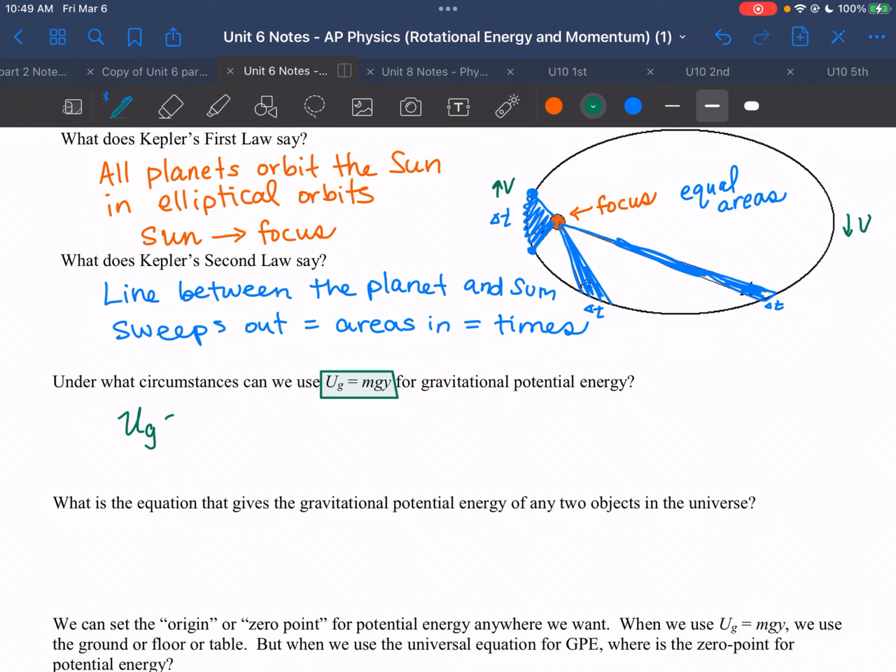This is a great equation, and it's not necessarily wrong, but there's a couple of assumptions that you make. Firstly, this UG is really the change in potential energy. It's not that it has X amount, it's that from its original position to its new position, it has changed. This delta y or h, however you want to say it, is really, again, the change in your height. It's the change, how far up you're going. Now, all of this is only true when g is constant.